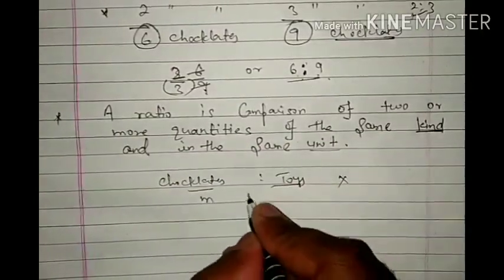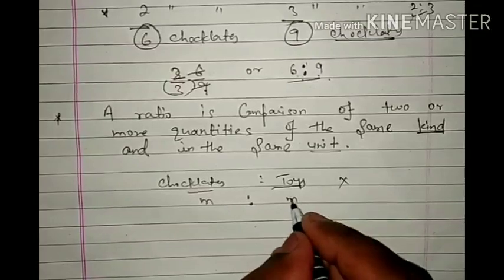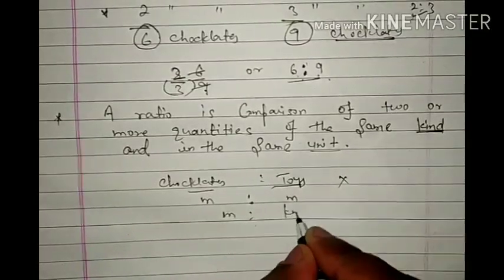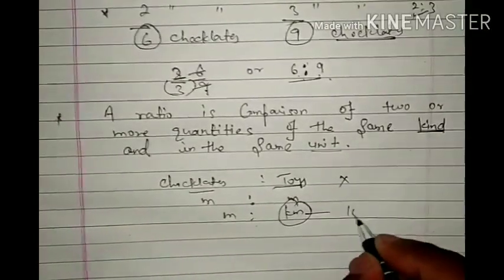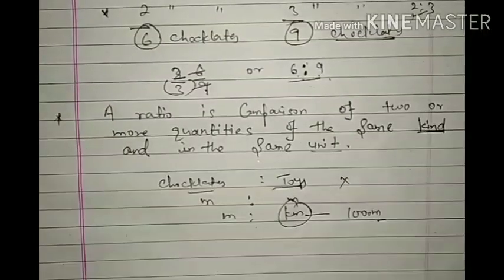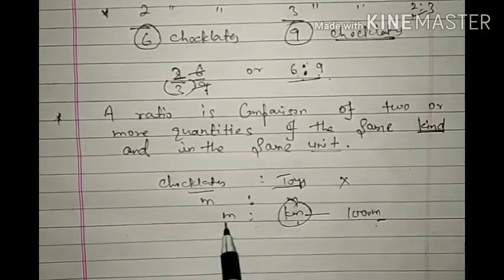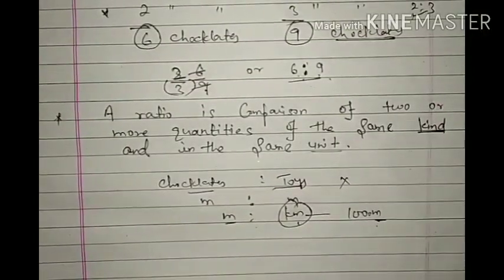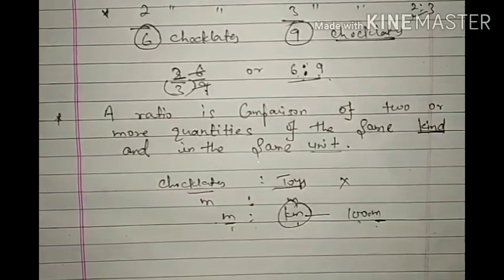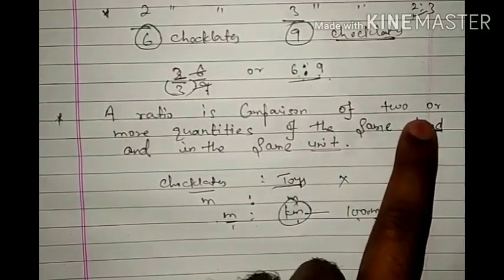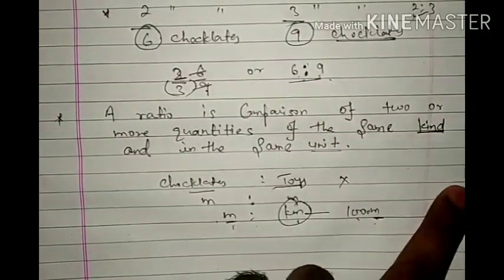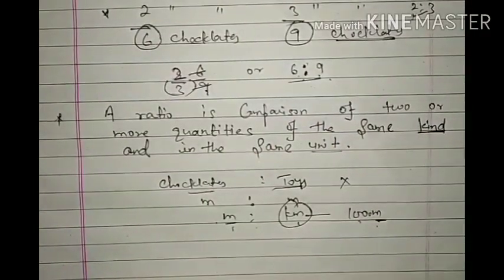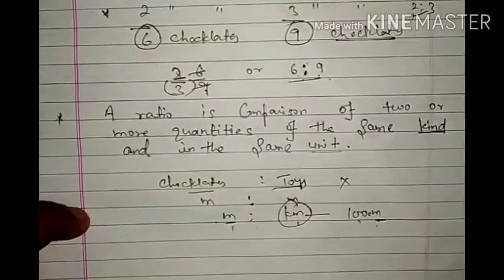Meter will be compared with meter, or meter can also be compared with kilometer, as kilometer can be written as 1000 meters. 1 kilometer equals 1000 meters. So we can compare these two units. So ratio is a comparison of two or more quantities of the same kind and in the same unit.